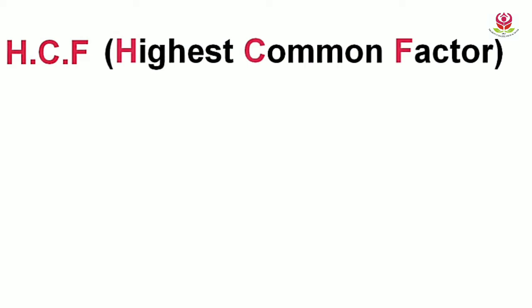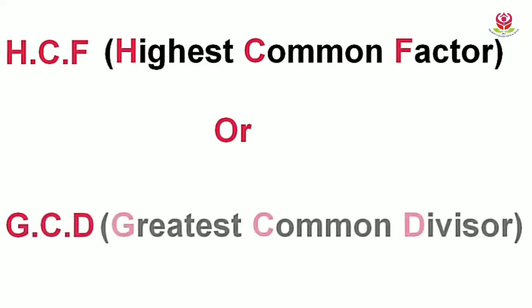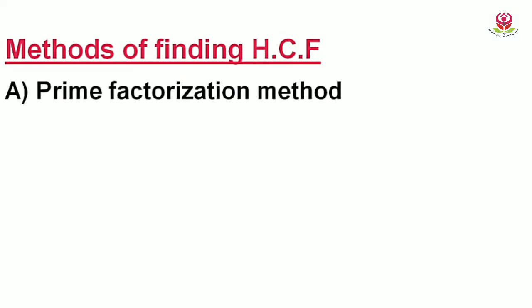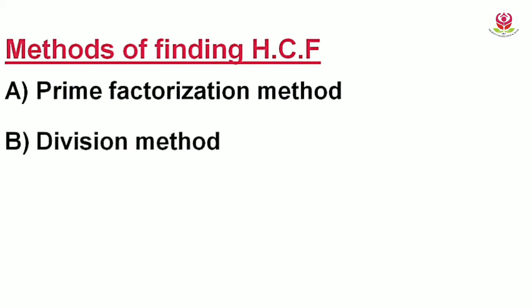Okay, HCF means highest common factor, or the other term for it is GCD, which means greatest common divisor. Methods of finding HCF. We have two methods of finding HCF. A. Prime factorization method. B. Division method. Prime factorization method, we have already covered it in the previous class. In this video you are going to learn about the division method for finding HCF.